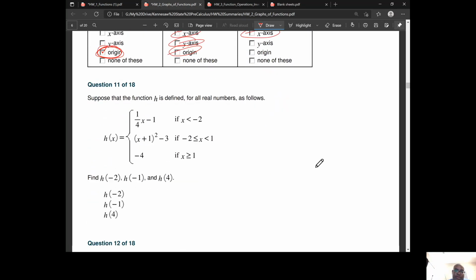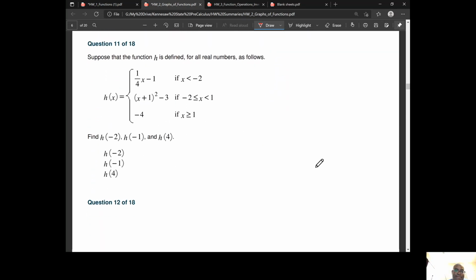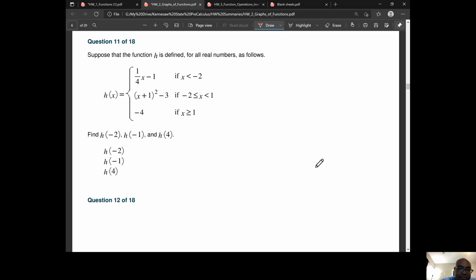Piecewise function. Here we go. So h of -2. X is not equal to -2 here. X is equal to -2 here. So h of negative, let me write it over here. So h of -2 is -2 plus 1 squared minus 3, which is -2 plus 1 is -1. -1 squared is 1, minus 3 is -2.